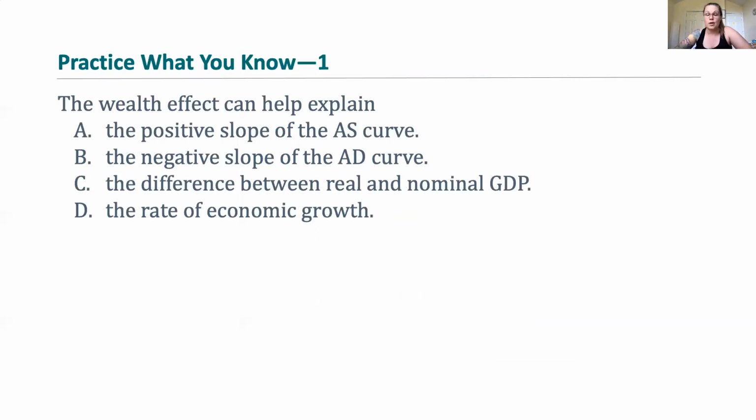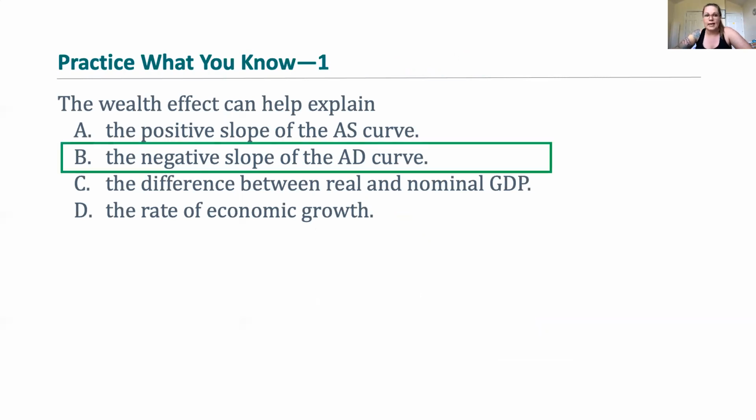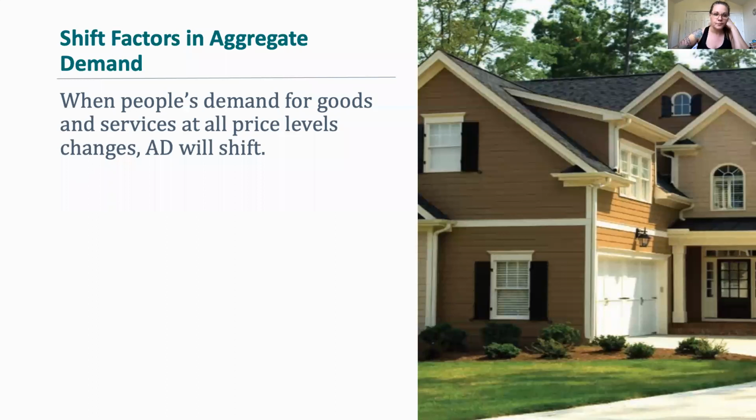So let's practice what we know. When considering the wealth effect, which refers to the change in purchasing power of money as a result of a price level change, the wealth effect can help us explain the negative slope of the aggregate demand curve. If price levels fall, we can afford to buy more goods, and so our consumption goes up. Price levels down, aggregate demand up.